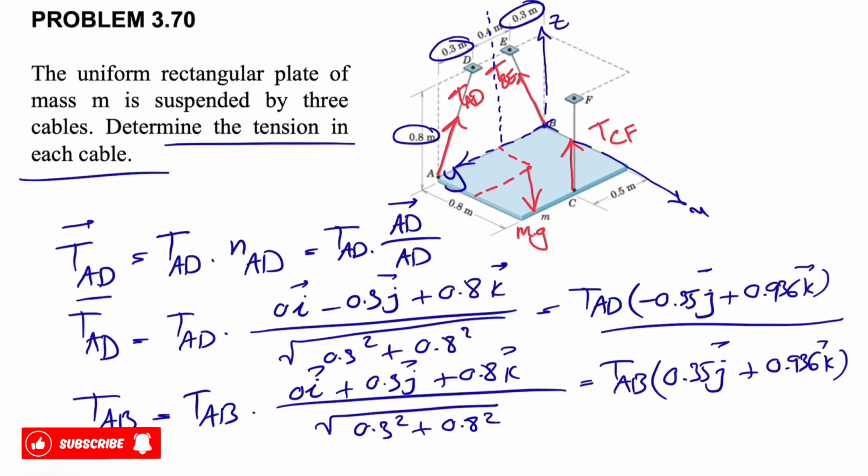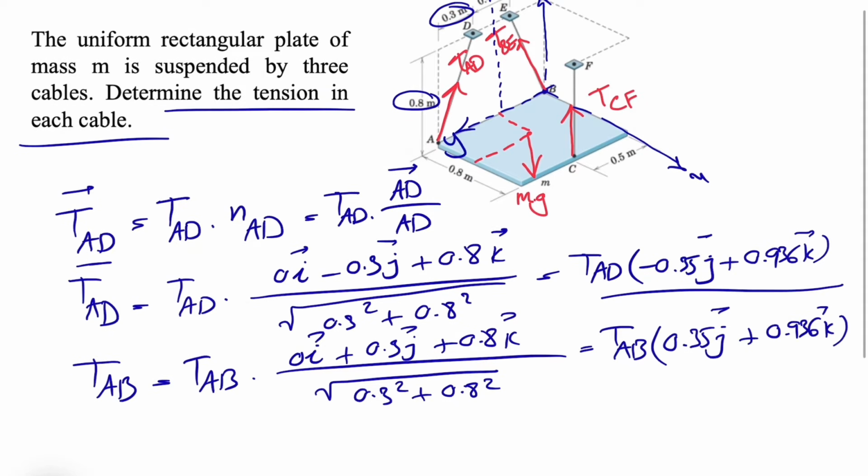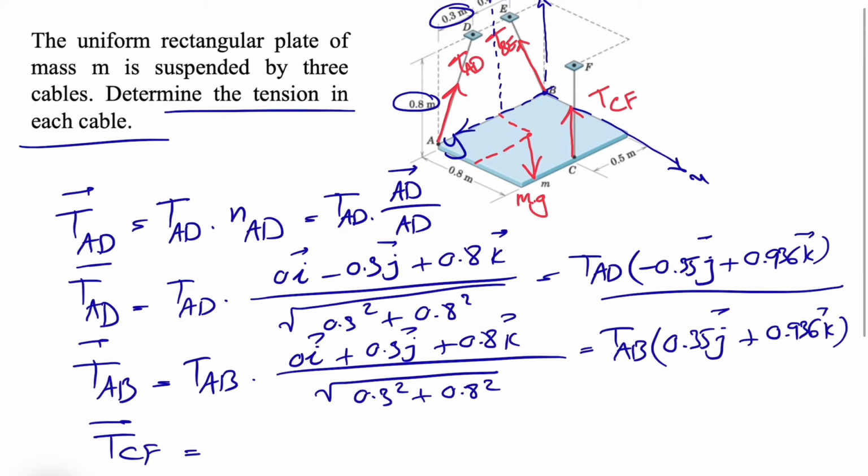And if we want to find TCF in vector form, we see that we only have a Z component, and it will be toward the Z axis, and it will be positive too. So for TCF, we simply have the magnitude times K, and we have the same thing for the weight.